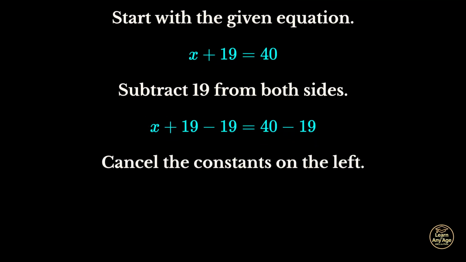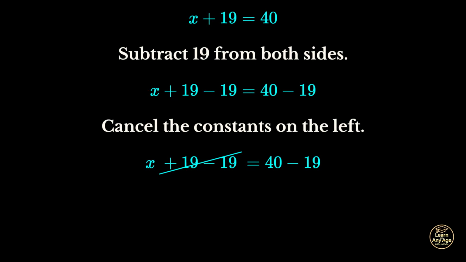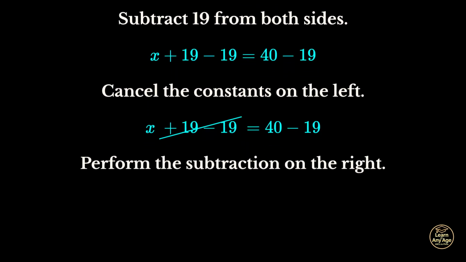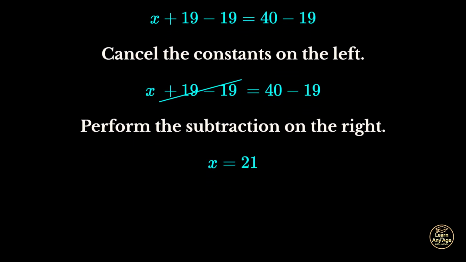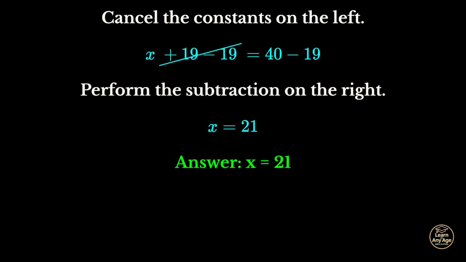Cancel the constants on the left. X plus 19 minus 19 cancelled out equals 40 minus 19. Perform the subtraction on the right. X equals 21. Answer: x equals 21.